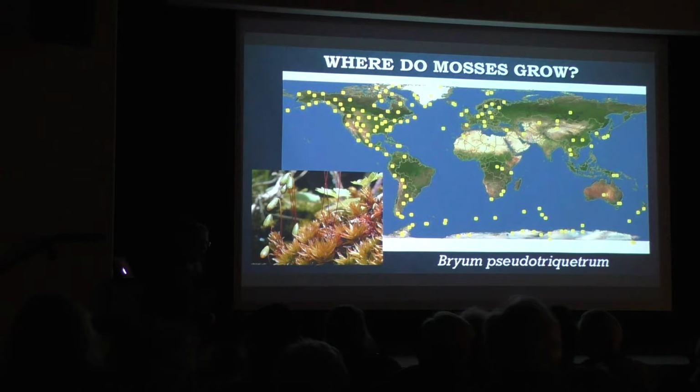But it occurs in Antarctica. You know that there's 130 species of mosses in Antarctica? 2 vascular plants, 130 mosses.